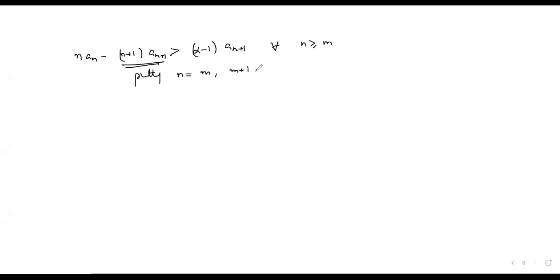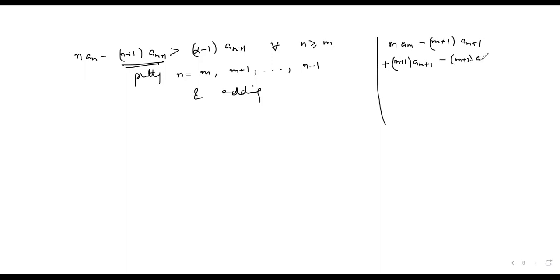Okay, now you put n equal to m plus 1 up to say n minus 1. So what you will get is, and add them. If I show you the left hand side, m was given, so it would be m times a_m minus m plus 1 times a_{m+1}. Then I have to add m plus 1, when it comes, so it will be m plus 1 times a_{m+1} minus m plus 2 times a_{m+2}. I'm saying that on the left hand side if I keep giving values, then last but not least it should be n minus 1 times a_{n-1} minus n times a_n.